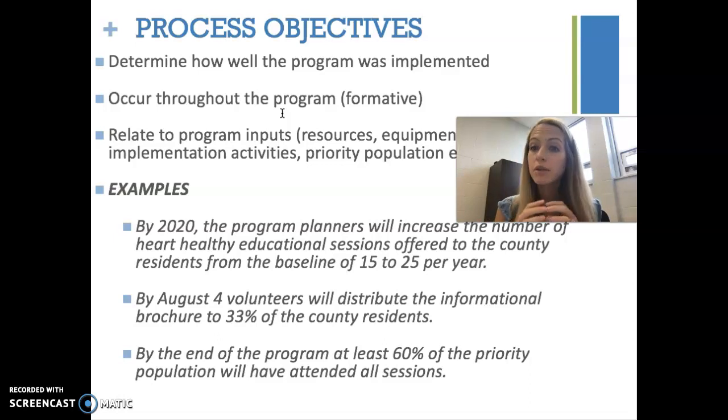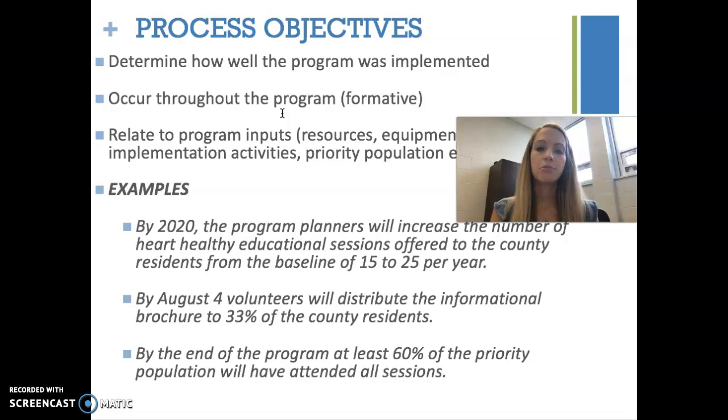And remember, objectives are measurable. So can we measure if they increase the number of sessions from 15 to 25 per year? Absolutely. Do we know who is going to be accomplishing this? Yes, the program planners will be increasing the number. And what are they doing? They're increasing the number of educational sessions. And they also have a timeline, by 2020, right?